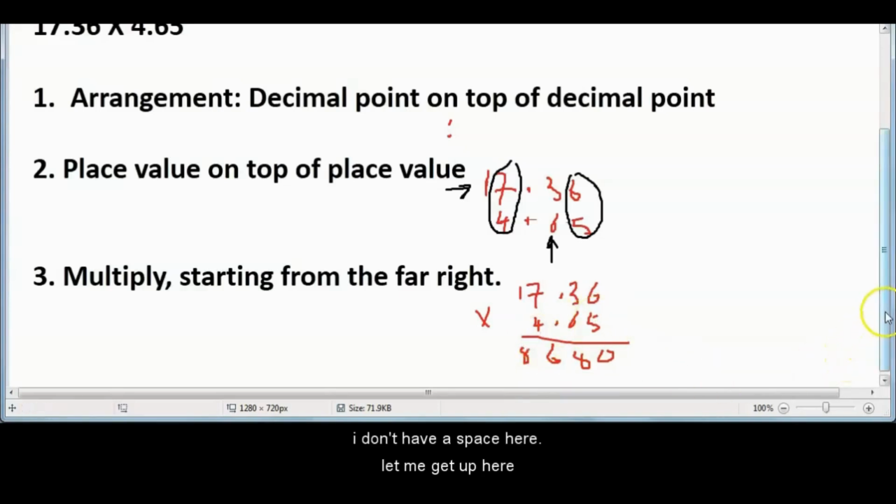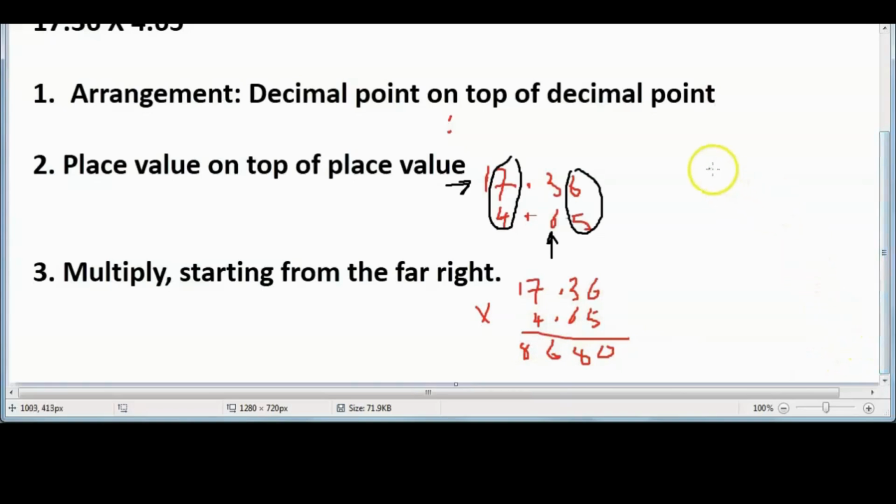Okay, I don't have a space here. Let me start from here. 17.36 multiplied by 4.65. 5 times 6, 30. 0. Carry 3. 5 times 3, 15, plus 3, 18. 8, carry 1. 5 times 7, 35, plus 1, 36. 6, carry 3. 5 times 1, 5, plus 3, 8. 8,680.